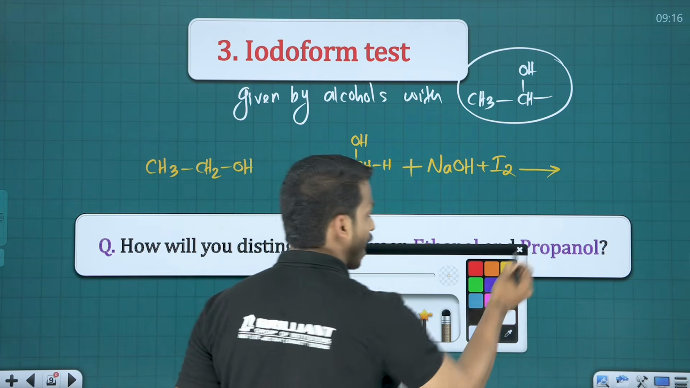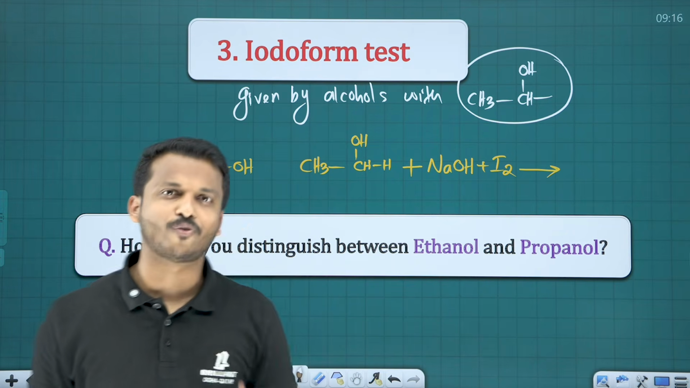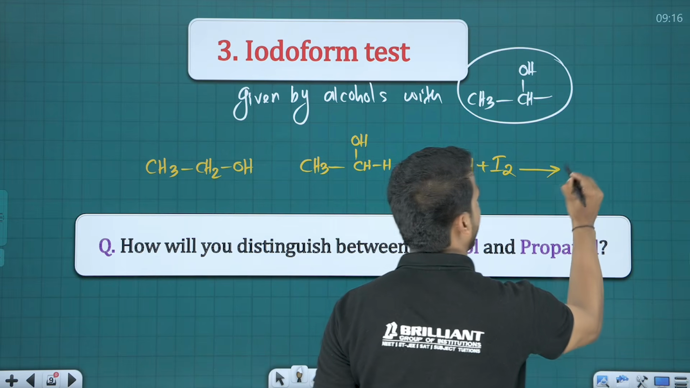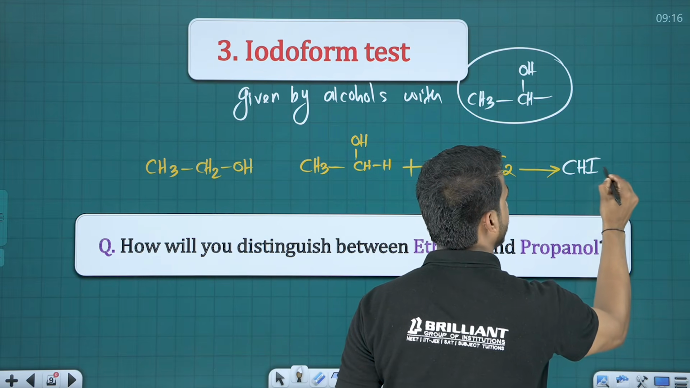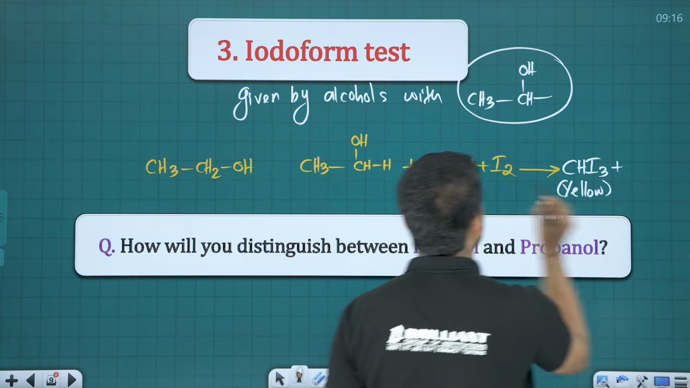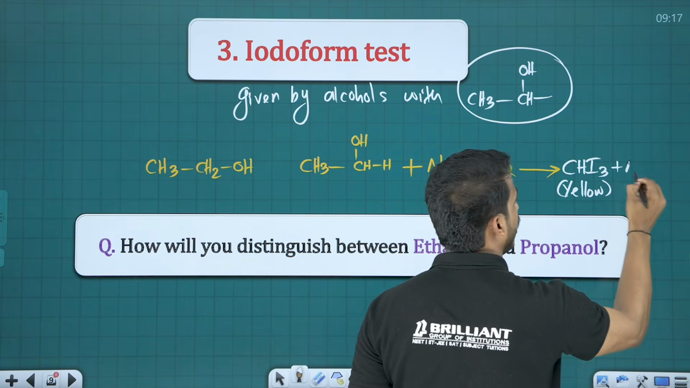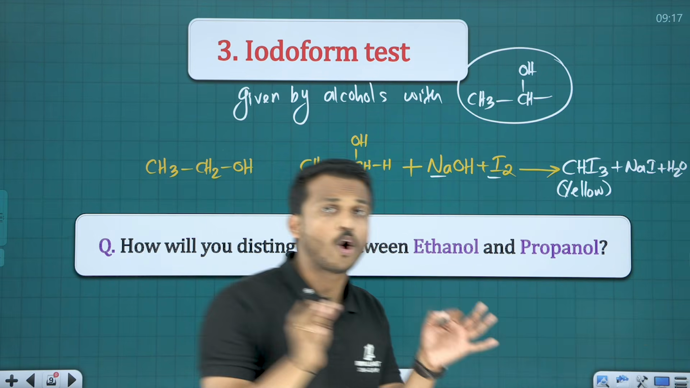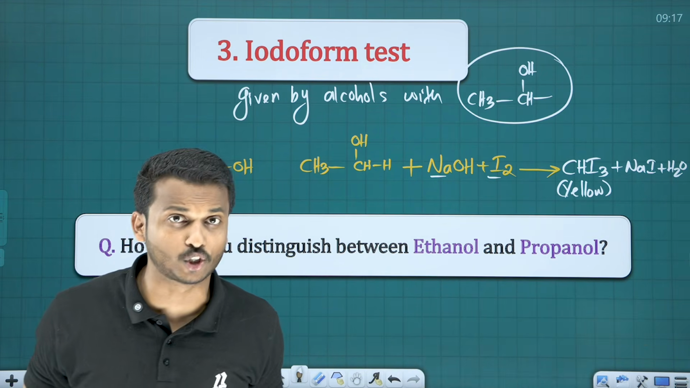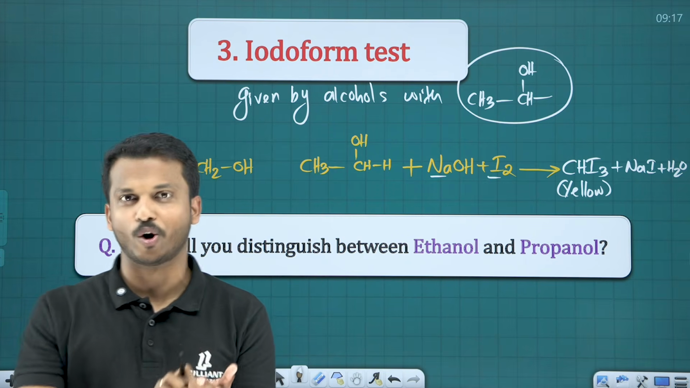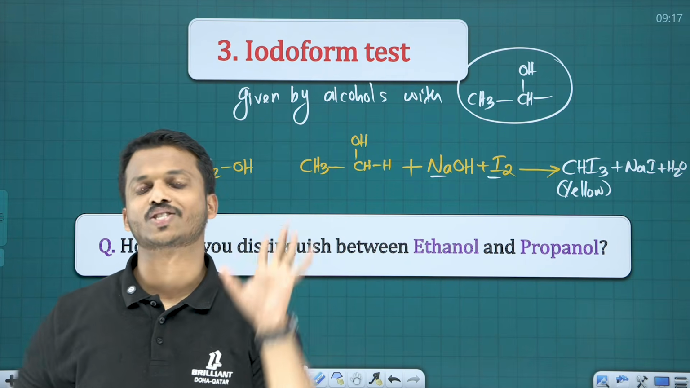Dear all, if it is iodoform test, 3 things you directly write immediately. First thing is iodoform. What is iodoform? CHI3, and it is a yellow colored one. And the sodium combined with the iodine, we get sodium iodide along with the water. These are always formed in iodoform test. CHI3, that's the main thing, and NaI and water.